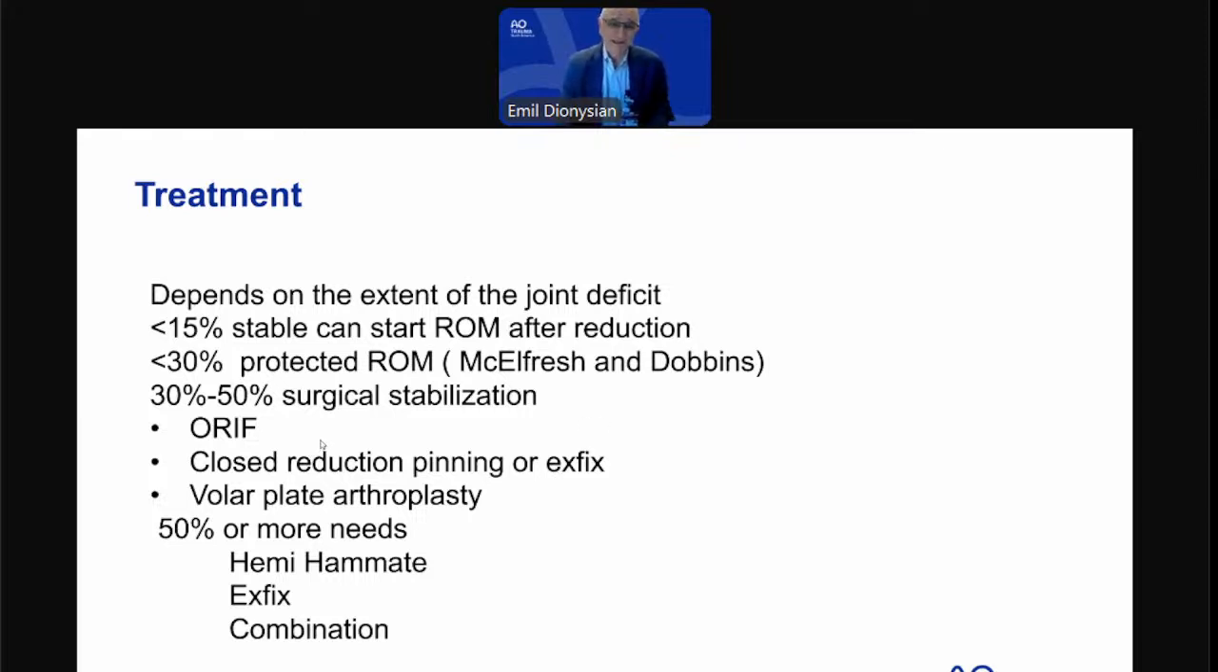But if it's more than 30%, now we're talking about 30 to 50%, then we're talking about some surgical options, either pinning it, and there are different options in terms of open reduction internal fixation, volar plate arthroplasty, or X-fix. And then when it's more than 50%, you need something more, either a combination of the above techniques, or a hemi-hamate, as we will discuss later, or an external fixator.